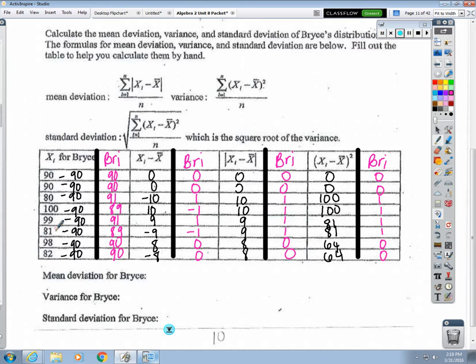Okay, so now that we have all that data filled in, we're going to find the mean deviation for Bryce and the mean deviation for Brianna. We're going to find the variance for Bryce and the variance for Brianna. And we're going to find the standard deviation for Bryce and the standard deviation for Brianna.